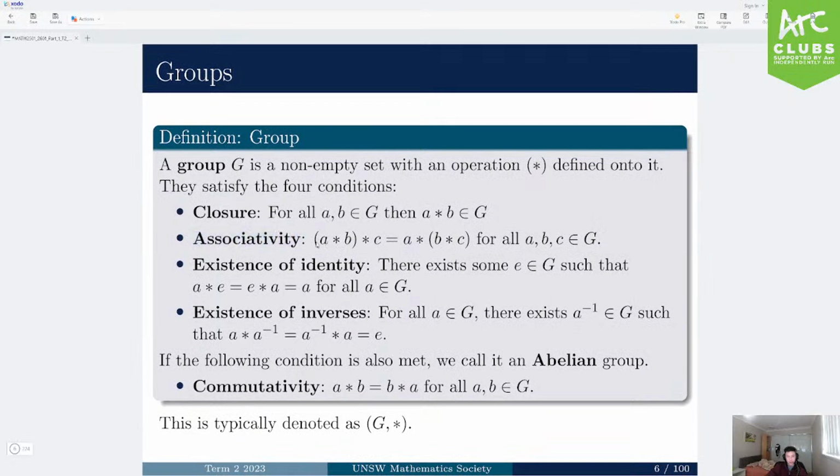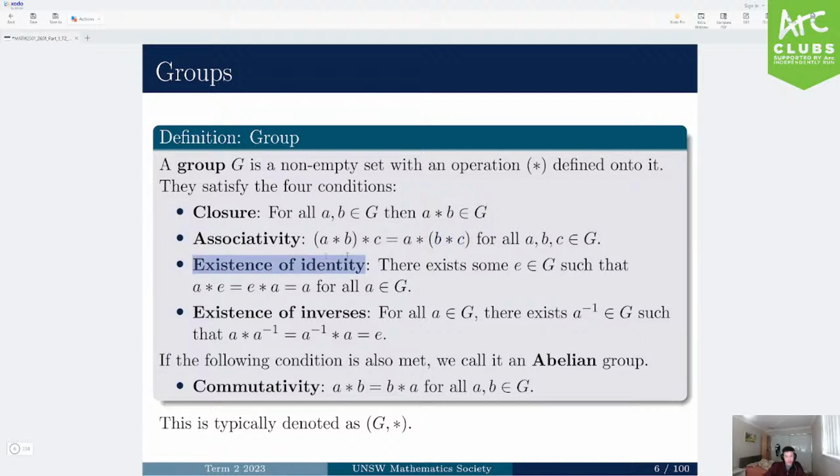Associativity, well, if we take A star B and then star it with C, that should be the same as A star, and if we take B star C. Okay, so the order in which we do the multiplication wouldn't matter, and that's for any A, B, C in G.